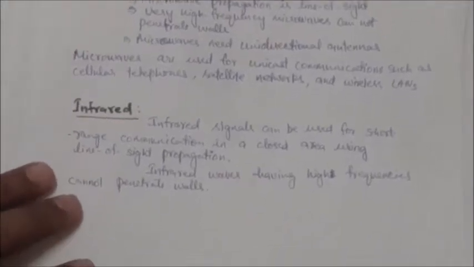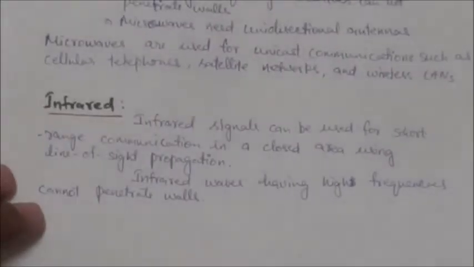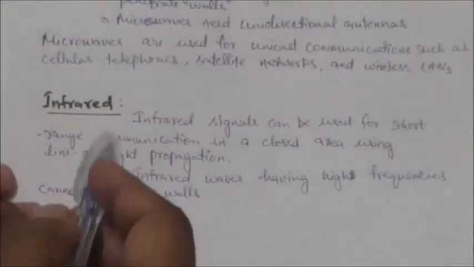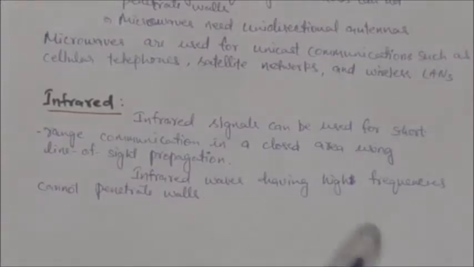Now we will study about infrared waves, right? Infrared signals can be used for short range communication in a closed area using line of sight propagation. Infrared waves having high frequencies cannot penetrate walls. We cannot use infrared waves outside a building because the sun's rays contain infrared waves and they can interfere with the communication.